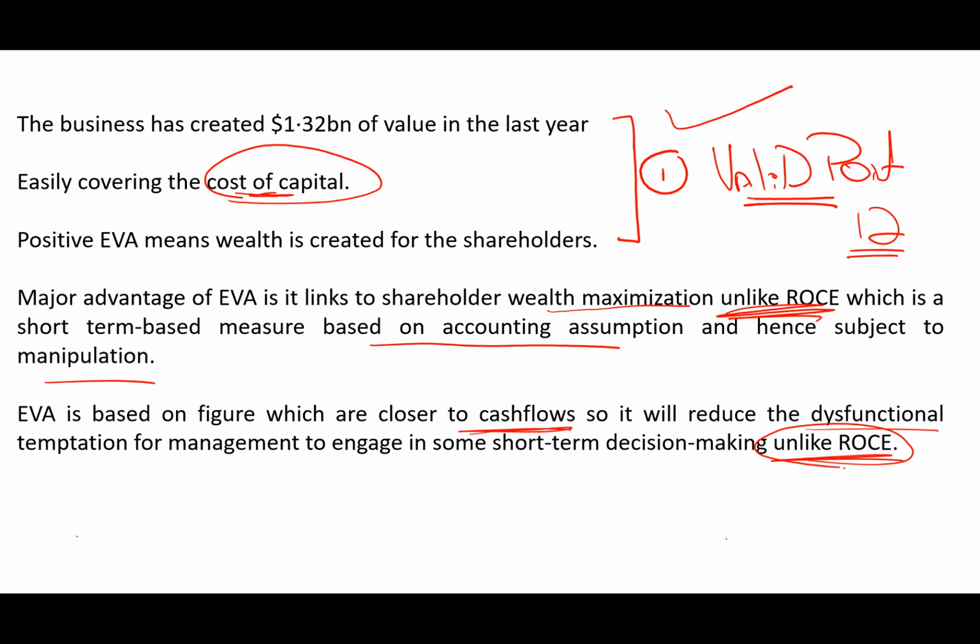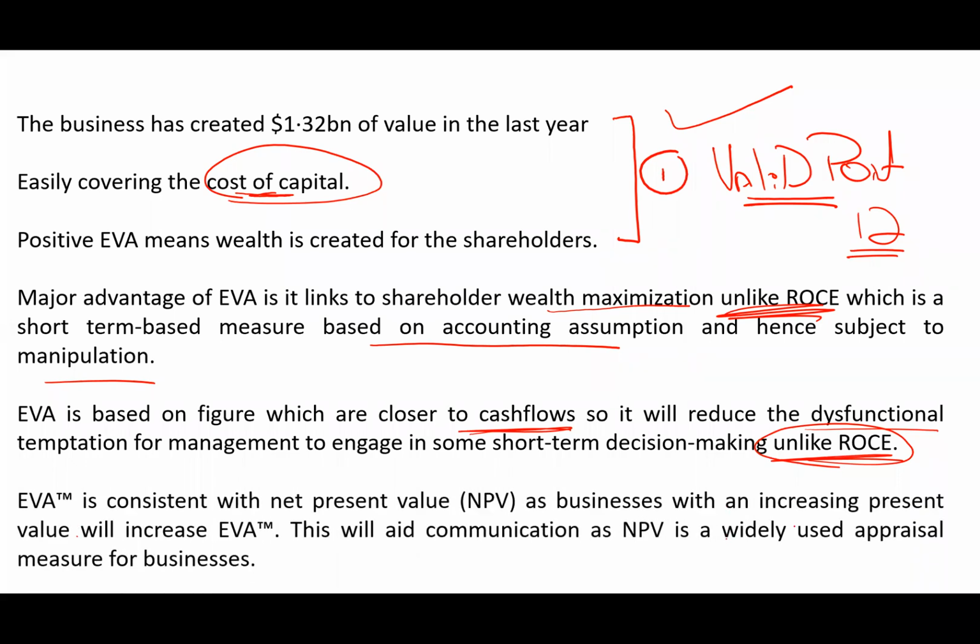Here I've just recalled the advantages of EVA, but those advantages that are beneficial to write as a replacement of ROE that I have to write here. Plus, EVA is consistent with the NPV as business with increasing present value will increase EVA. This will aid communication as NPV is widely used appraisal measure for the business. And again, this point is emphasizing that it is much better than ROE because it is aligned with NPV as well. These are common advantages of EVA, but you write in such a way that it gives an impression that you are telling these benefits as a replacement of ROE.